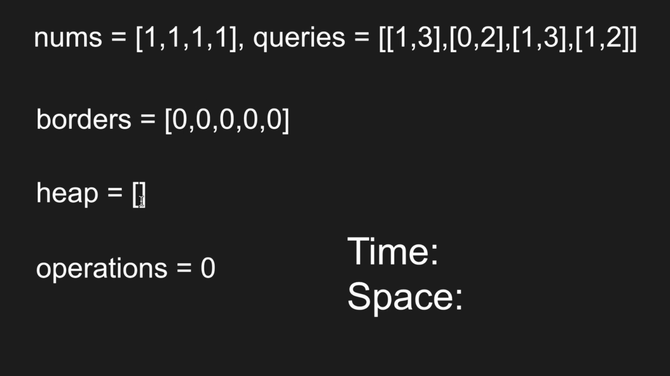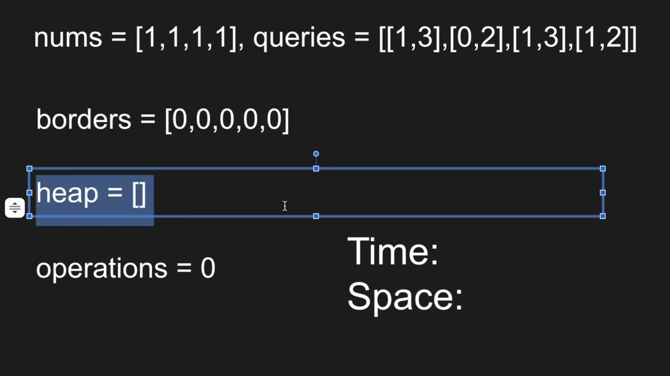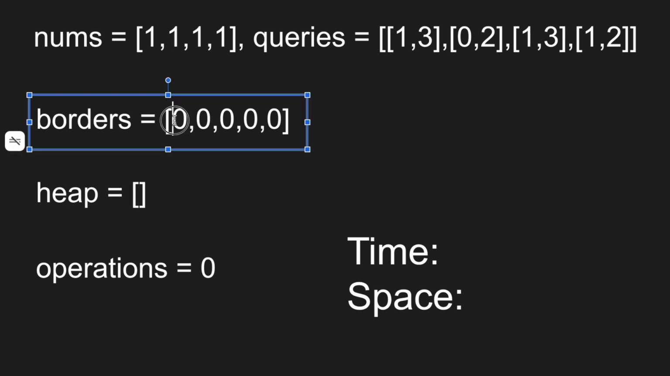So basically we will create a heap, and by the end of iterating through nums, all the elements left in the heap are all the elements that can be removed. And we will have a borders array where in the left border, we will increment by 1. In the right border plus 1, we will decrement it by 1. So it would tell us that right here, we can increment by 1.